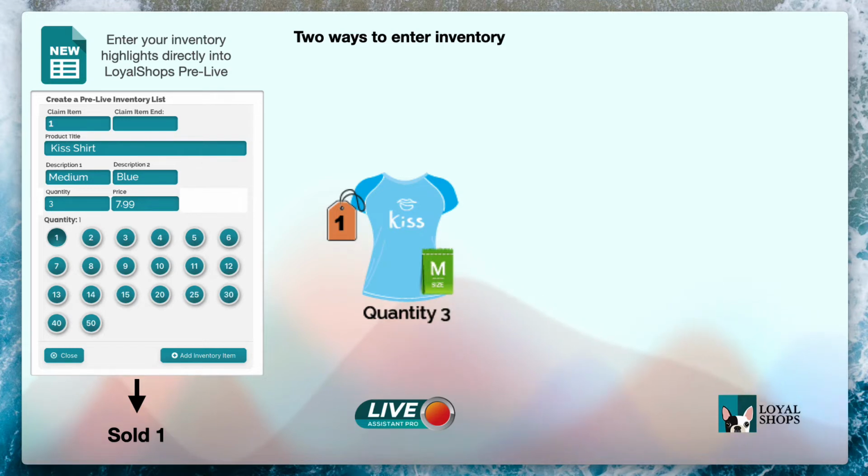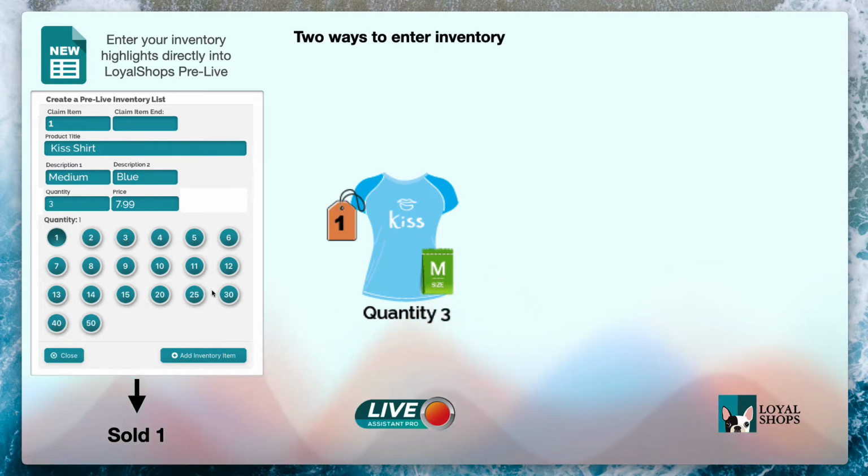All right, so this is claim item number 1. So if someone wanted to buy it, they would write sold 1. So that we put under here, under claim item number 1. Makes sense, right? The description of the item, it's a Kiss shirt. That's one way to describe it. And you've got a couple places here where you can put in some details. We call them variants. So in this case, it's a medium and the color's blue. And you have a quantity of 3 and a price of $7.99.